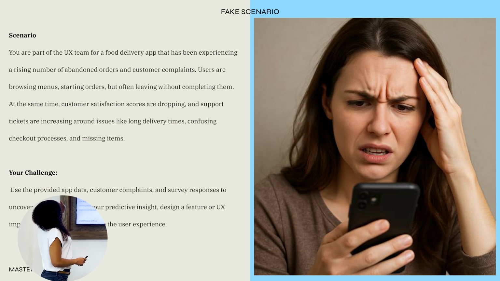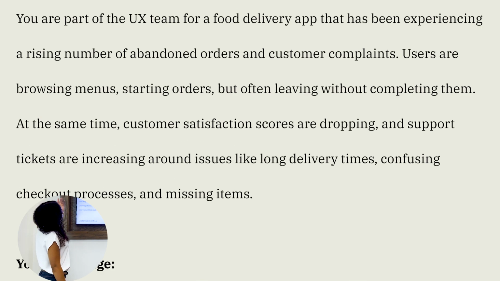So, the scenario here is that you are a part of a UX team for a food delivery app that has been experiencing a rising number of abandoned orders and customer complaints. Users are browsing menus, starting orders, but often leaving without completing them. At the same time, customer satisfaction scores are dropping and support tickets are increasing around issues like long delivery times, confusing checkout processes, and missing items, right?